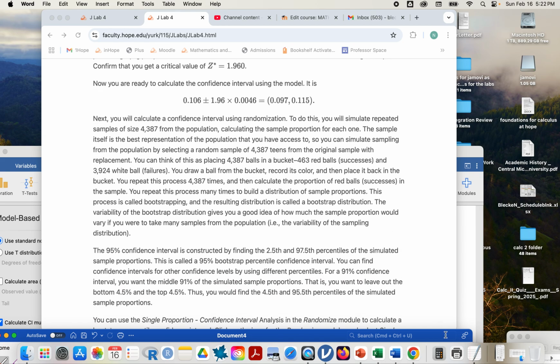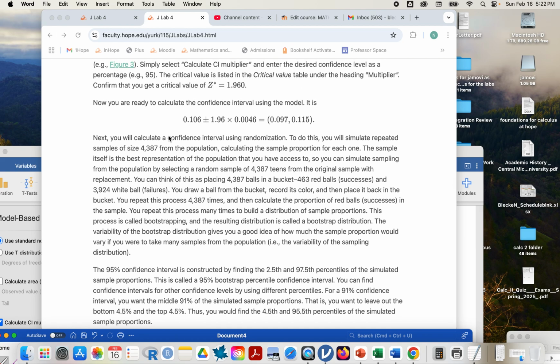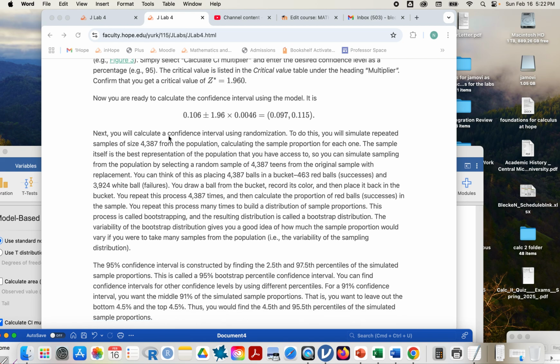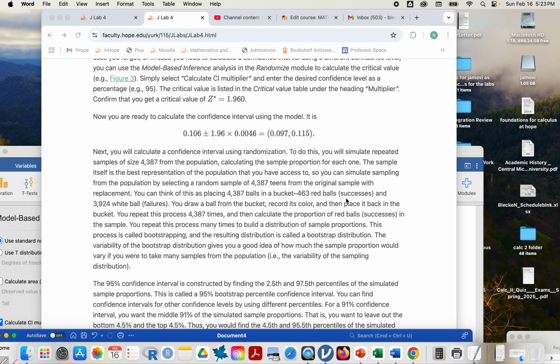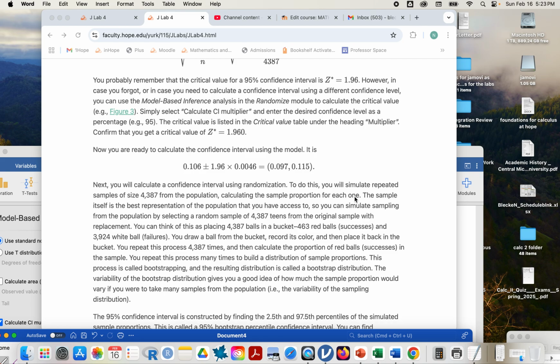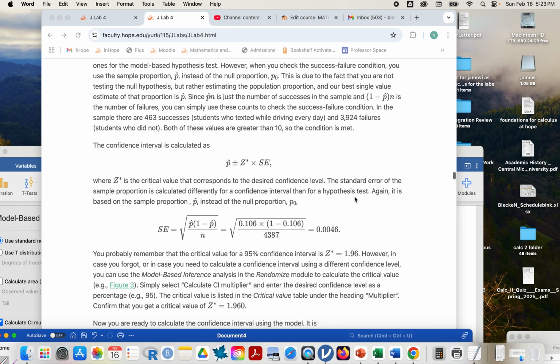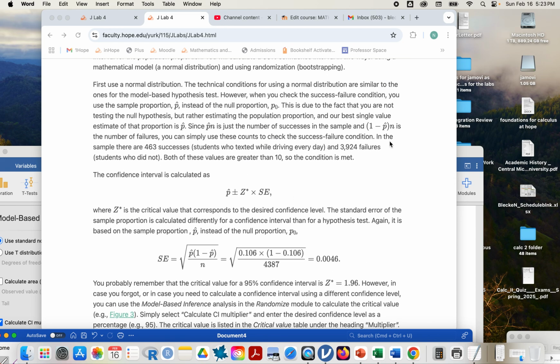Next, we're going to use randomization. We use a technique called bootstrapping here to do this. We have 4,387 balls in this group, and that comes from the idea that our sample that we pulled had 4,387. And we're going to have 463 red balls, so those are the successes. The 463 is coming from taking our p hat times our n.